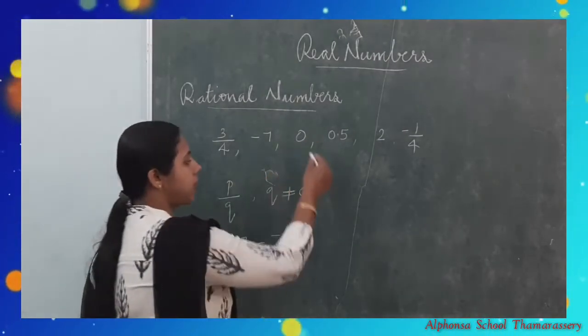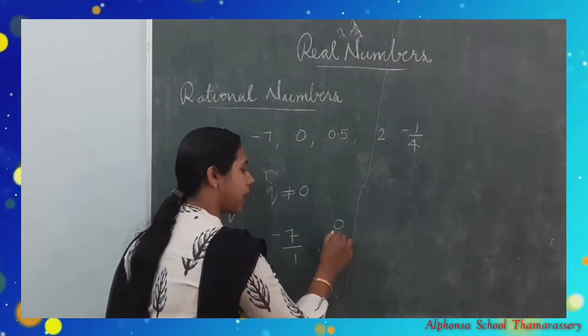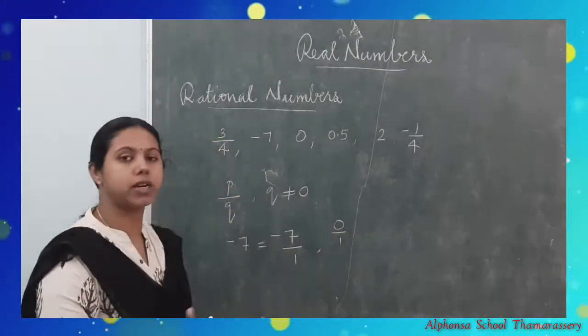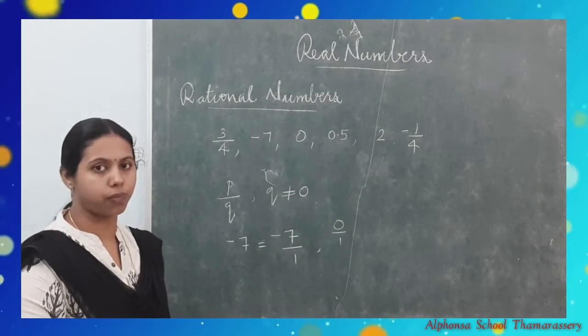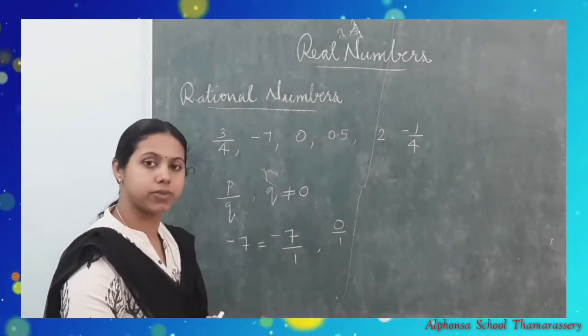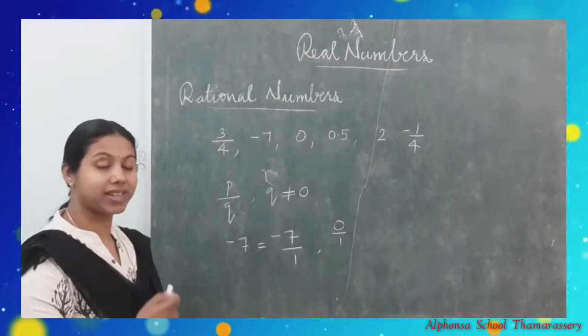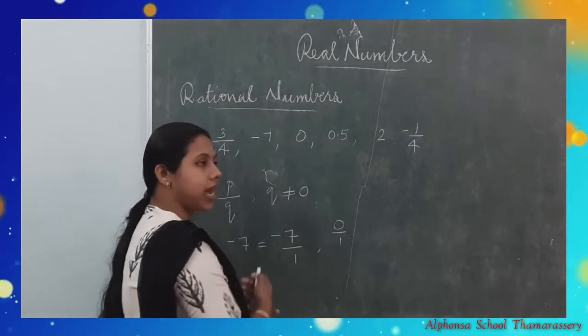And look at the next number, 0. Is it a rational number? Yes, because we can write 0 by 1. 0 by 1 is equal to 0. 0 can be divided by any number. So 0 by 1 is equal to, sorry, 0. So it's also a rational number.